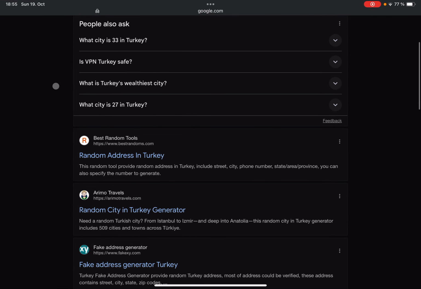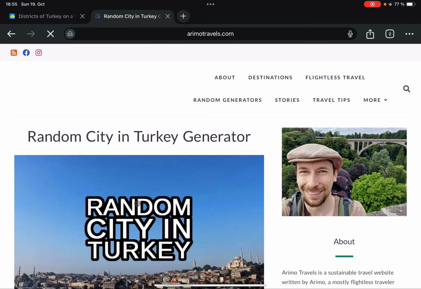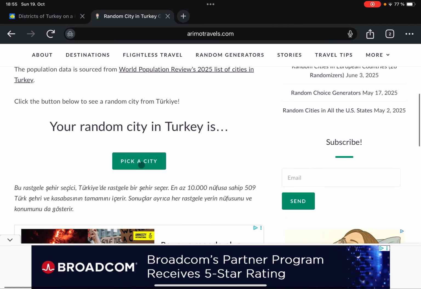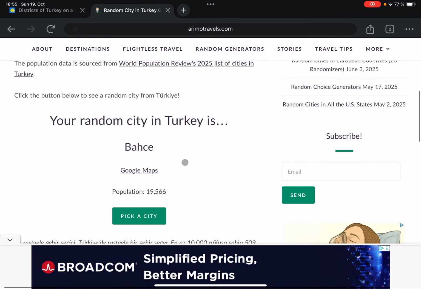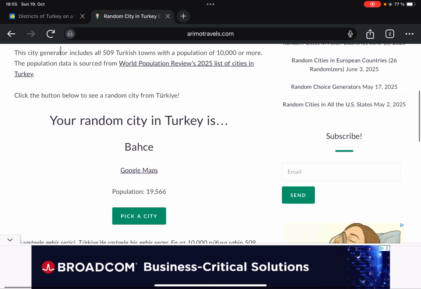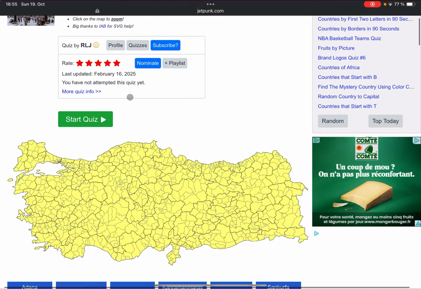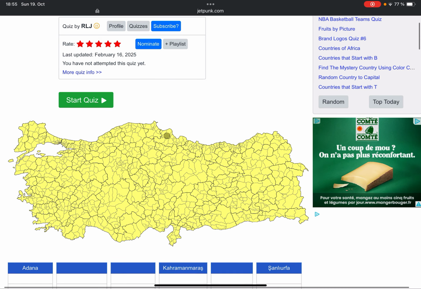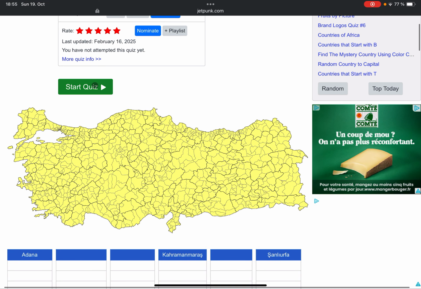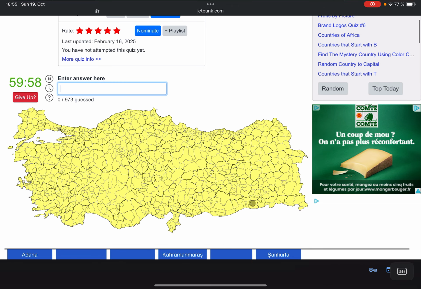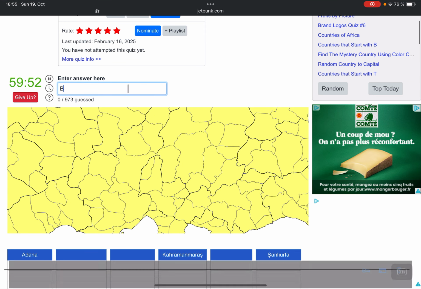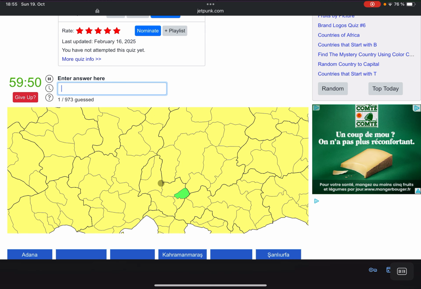So let's see. Let's just generate one here, and so it's gonna be Bahçe. All right, Bahçe means garden in Turkish, and it's a city in the province of Osmaniye. And so we'll just start right there. Osmaniye is right here, and yeah, let's just start with Bahçe.